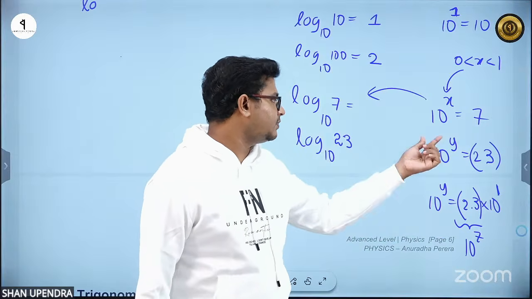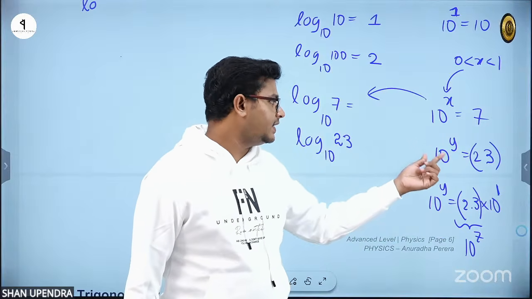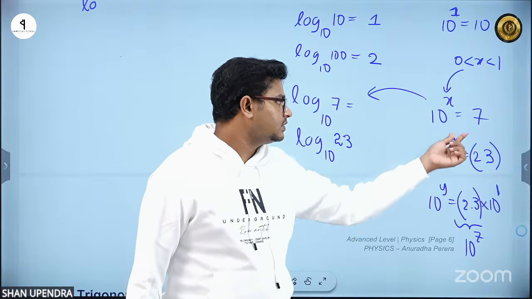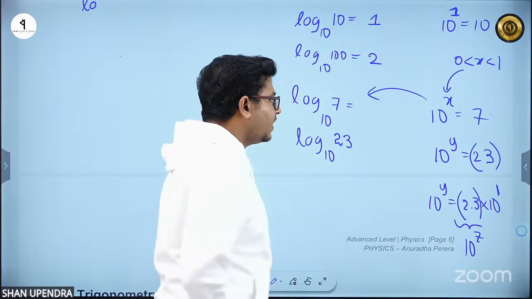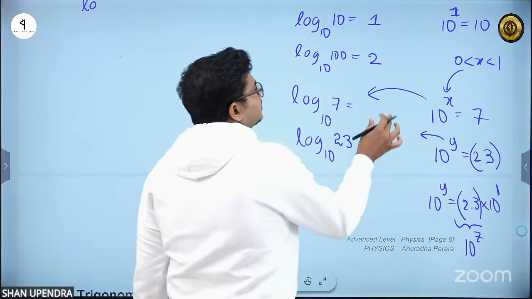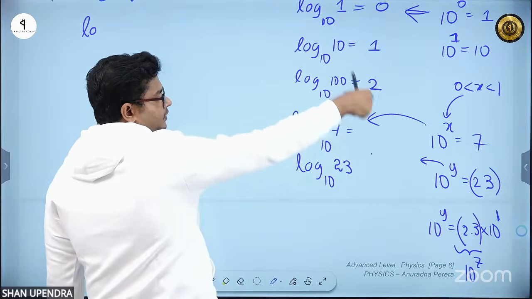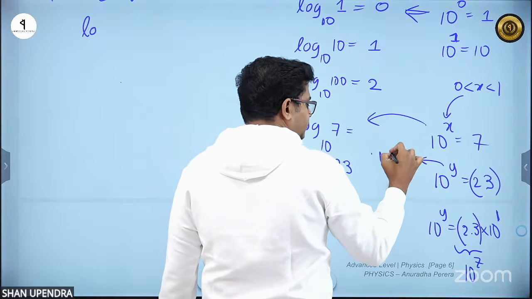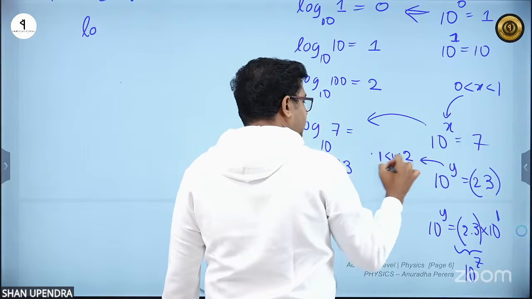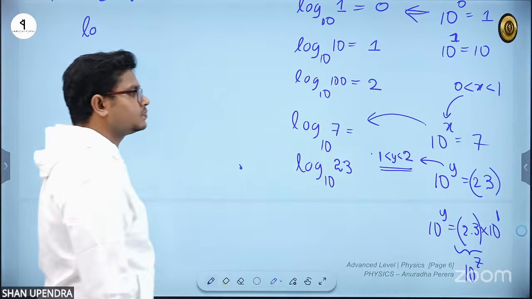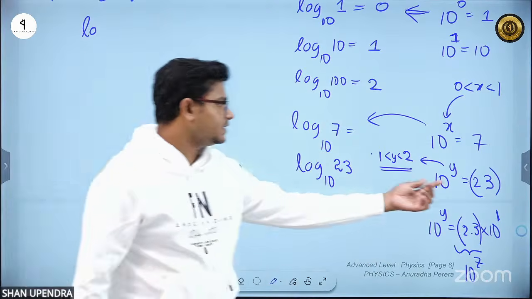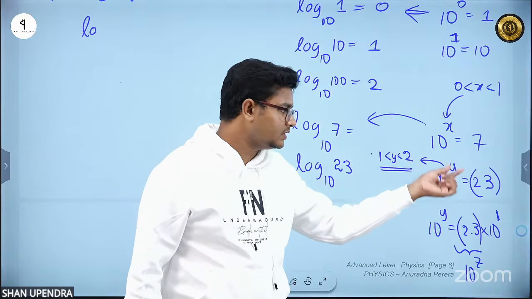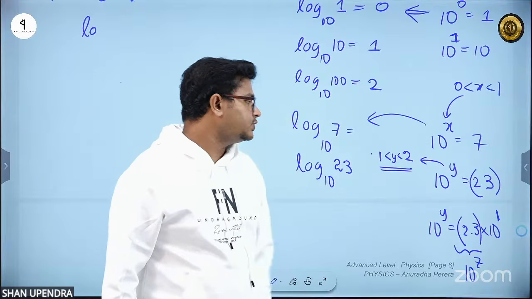So here, this is my requirement. I need to represent 23 as 10 to the power y. So actually, this y is in between, since 23 is in between 10 and 100. So actually, this y is in between 1 and 2. Simply, this 23 is in between 10 and 100, and this index value y is in between 1 and 2.